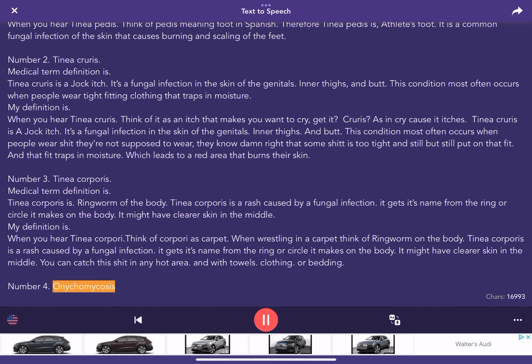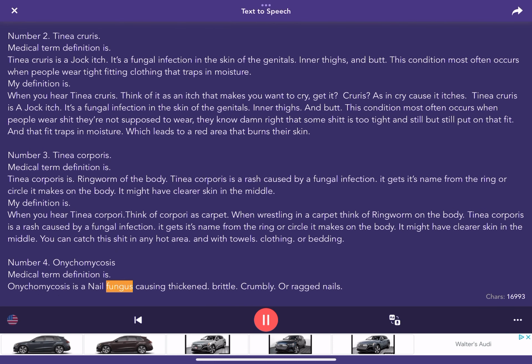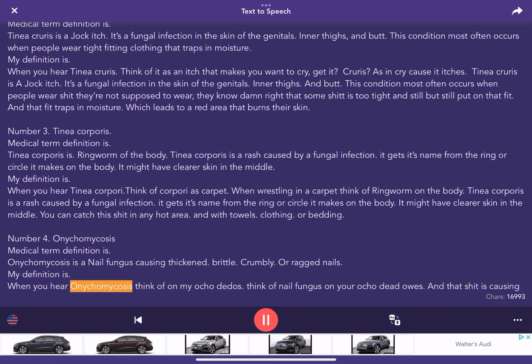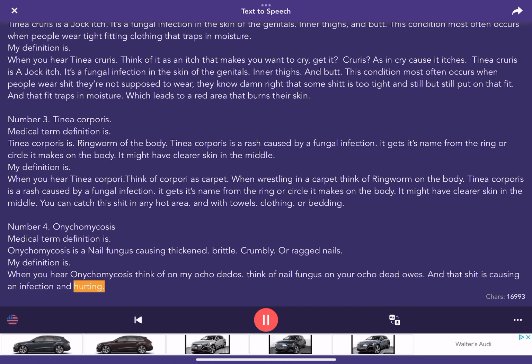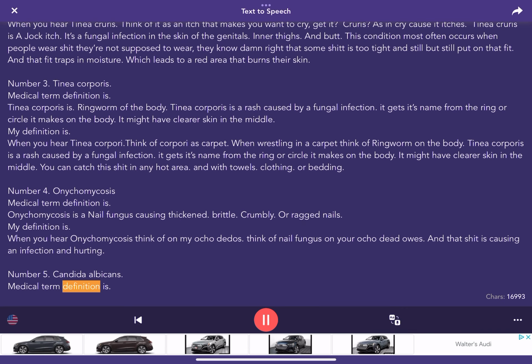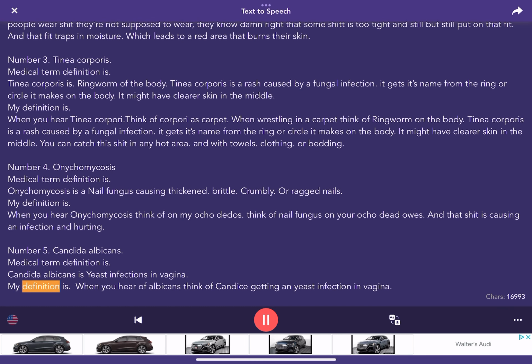Number 4. Onychomycosis. Medical term definition is, onychomycosis is a nail fungus causing thick and brittle, crumbly, or ragged nails. My definition is, when you hear onychomycosis, think of on my ocho dedos, think of nail fungus on your ocho dedos, and that shit is causing an infection and hurting. Number 5. Candida albicans. Medical term definition is, Candida albicans is yeast infections in the vagina. My definition is, when you hear albicans, think of Candace getting a yeast infection in the vagina.